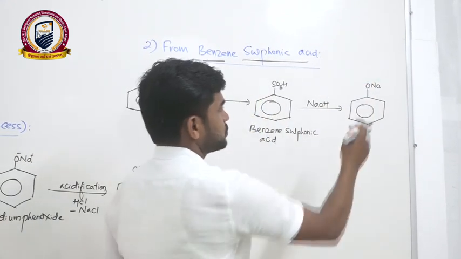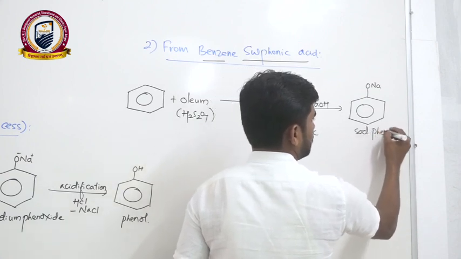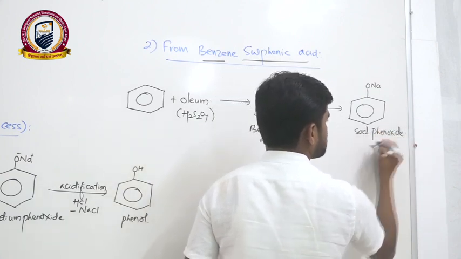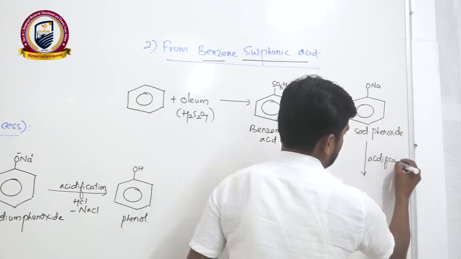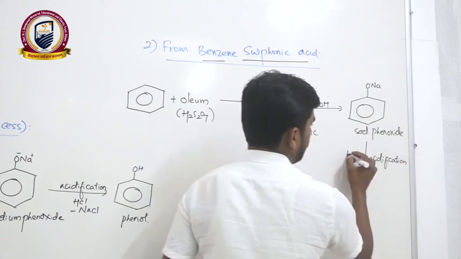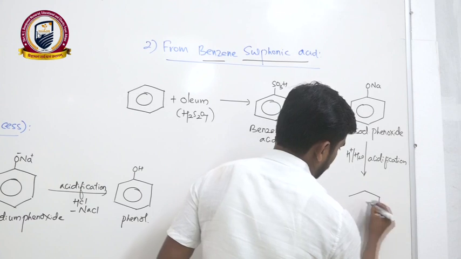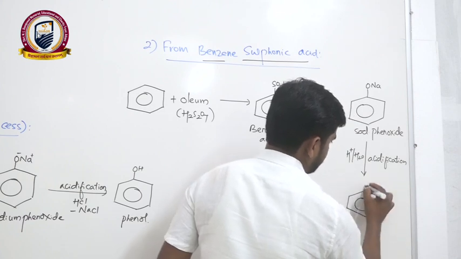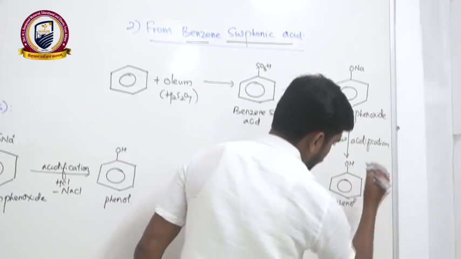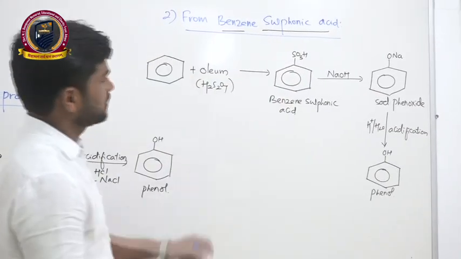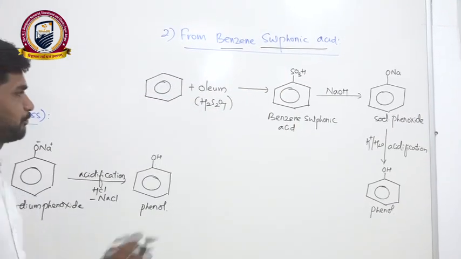ONa is called sodium phenoxide. So this sodium phenoxide on acidification forms the expected product called phenol. The expected product is the corresponding compound phenol. Right? So this method is from benzene sulfonic acid. You know the structures here.